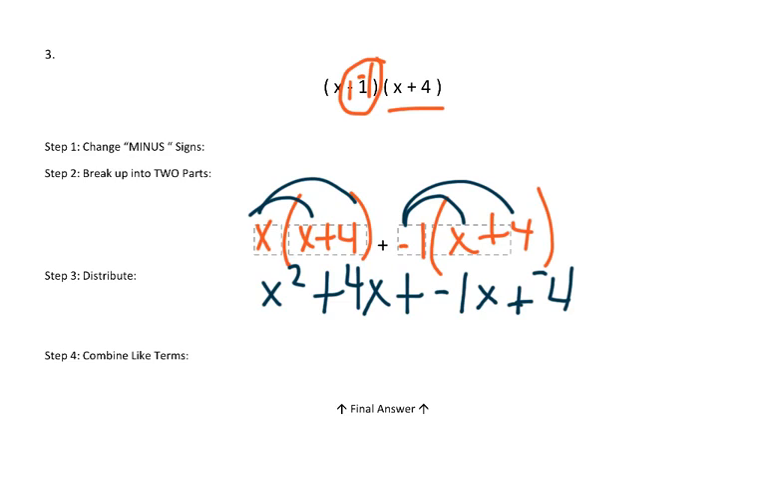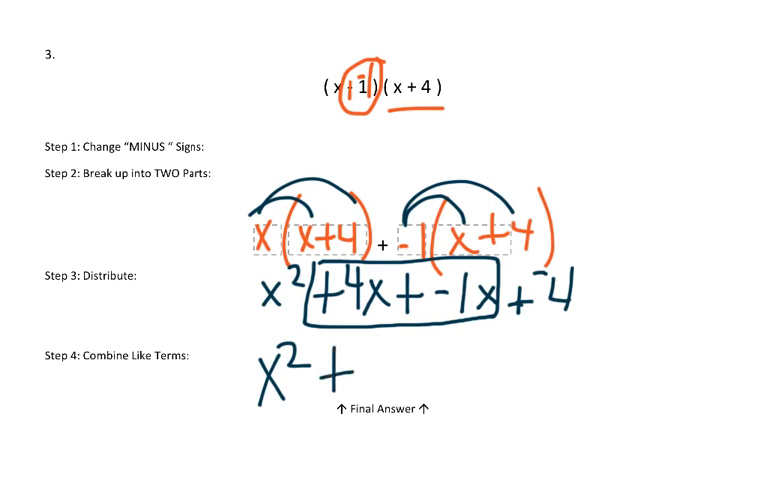So my final step is to combine like terms. I don't have anything that matches my x squared. I do, however, have two terms in the middle that are alike. They both have an x. So plus 4x plus a negative 1x. So basically 4x plus a negative 1x, which is 3x. And then down here at the end, I have plus a negative 4.